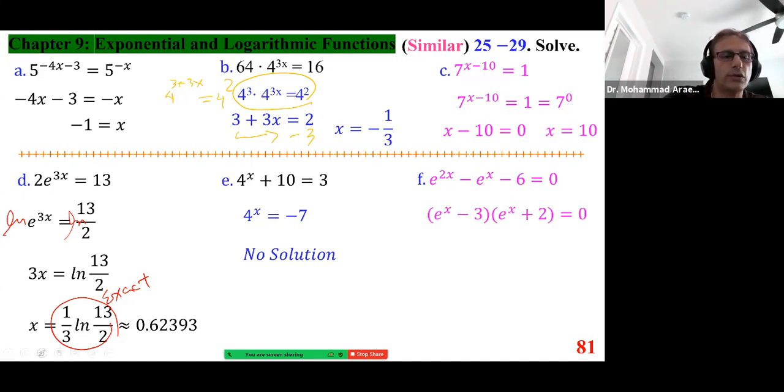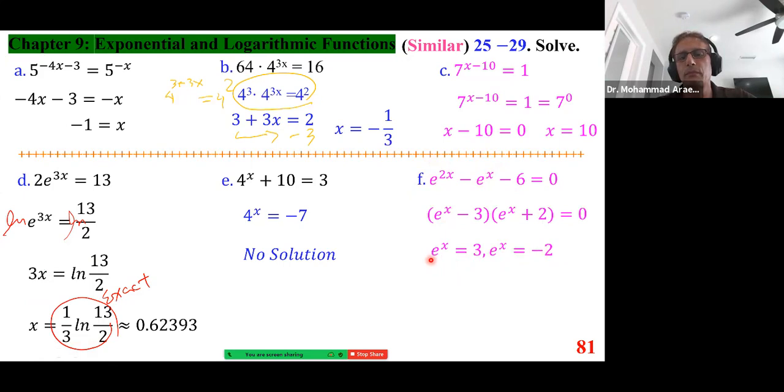So there are two ways to do that. You can let e to the power of x be, let's say, y. So it's y squared minus y minus 6. You do that just like that. Therefore, e to the power of x equals 3, e to the power of x equals negative 2. I hope you know that this has no solutions.